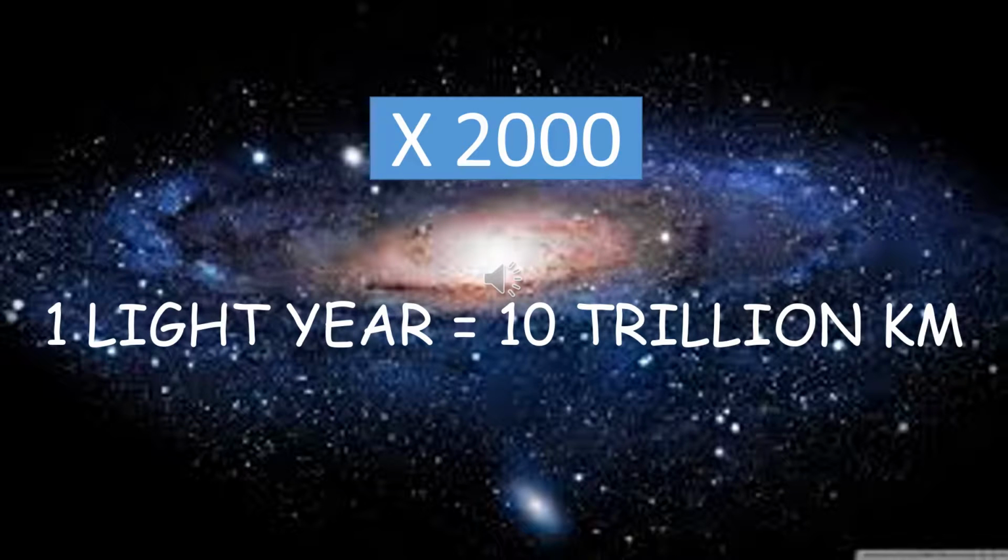So when you hear that something is only 7 light years away, you now know that that is equivalent to 70 trillion kilometres. By the way, a galaxy, which you can see in the background of this image, is thousands of light years. I only use this for representation.